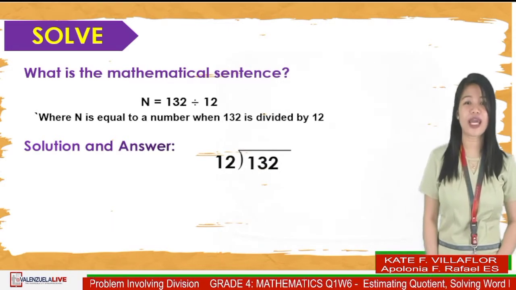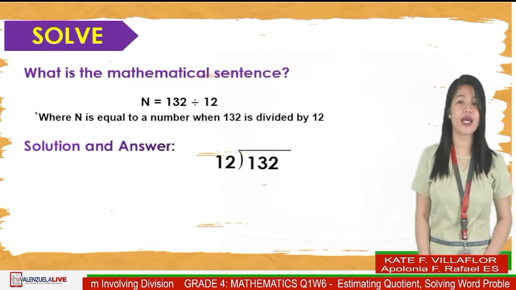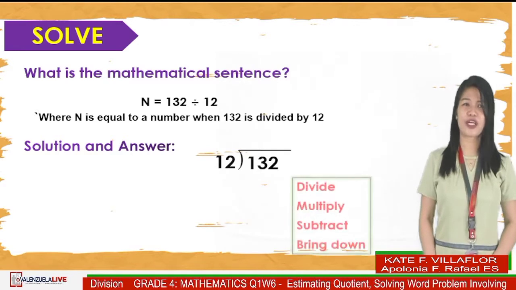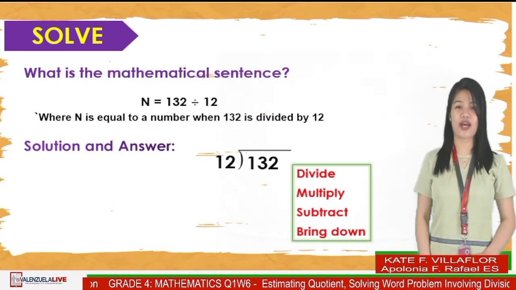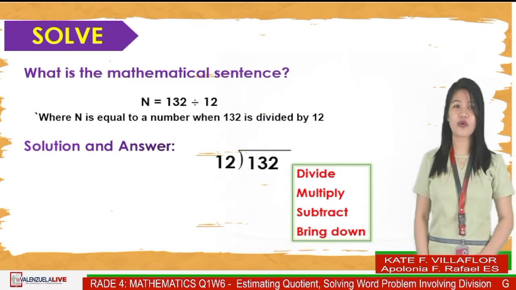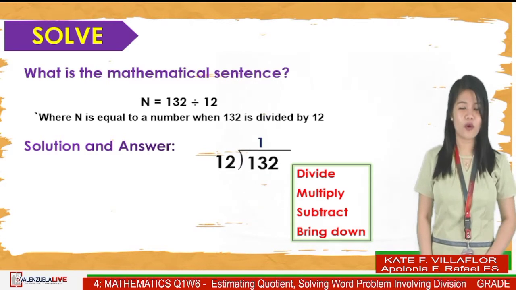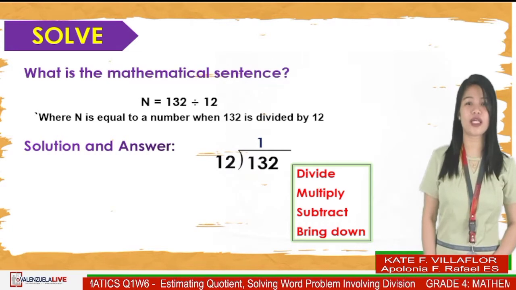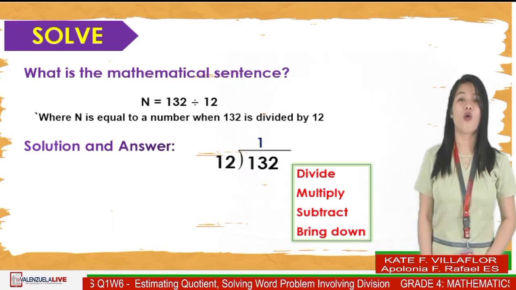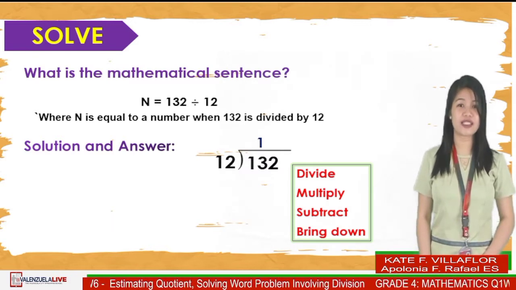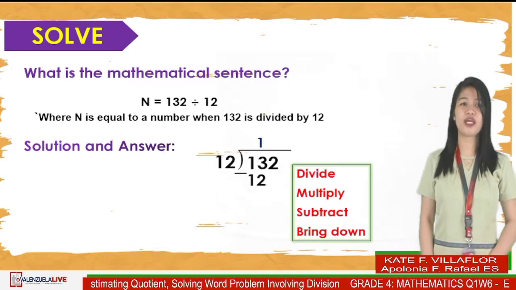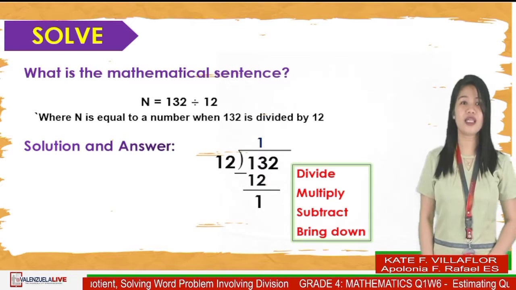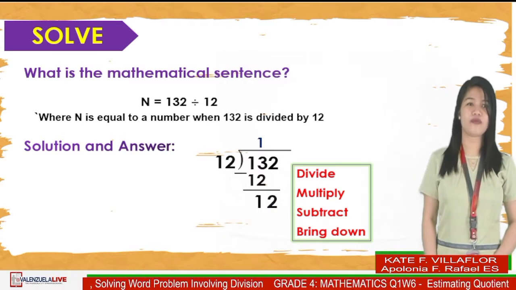Let's have this solution. We're going to divide 132 by 12. You remember the first step in dividing? Very good. First thing to do is to divide. 13 divided by 12, the answer is 1. Great job. Then we need to multiply the quotient 1 by the divisor 12. 1 times 12, the answer is 12. Great job. Then we're going to subtract 13 minus 12. The answer is 1. Then bring down 2. Very cool. Continue the process.